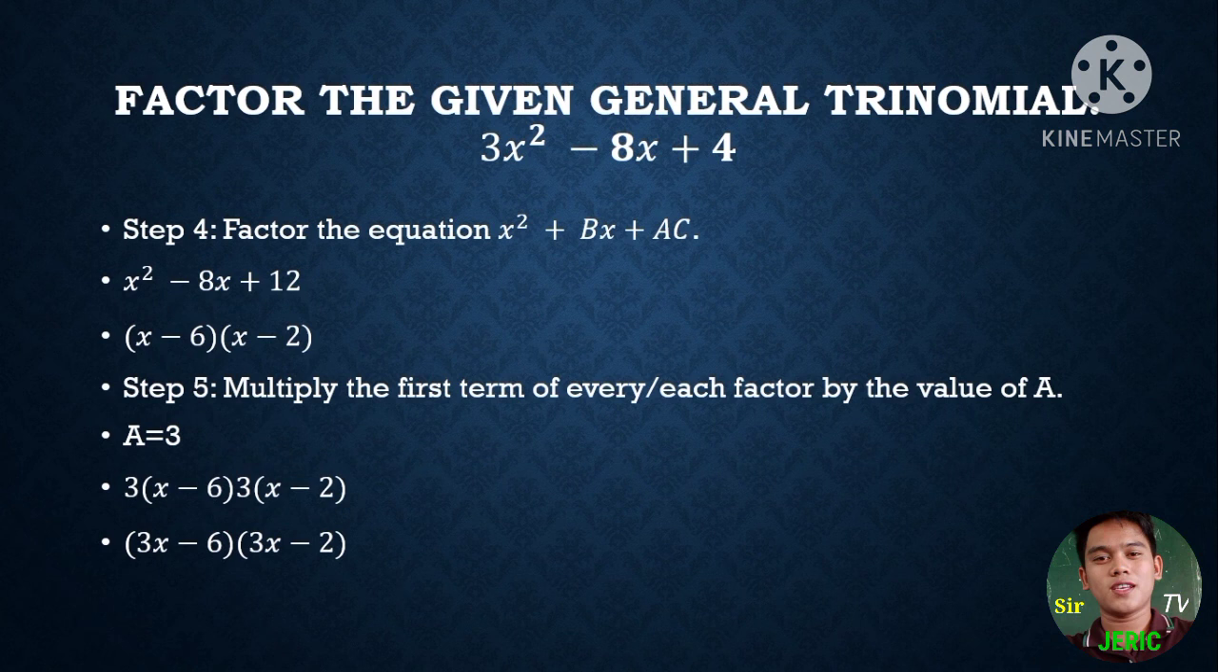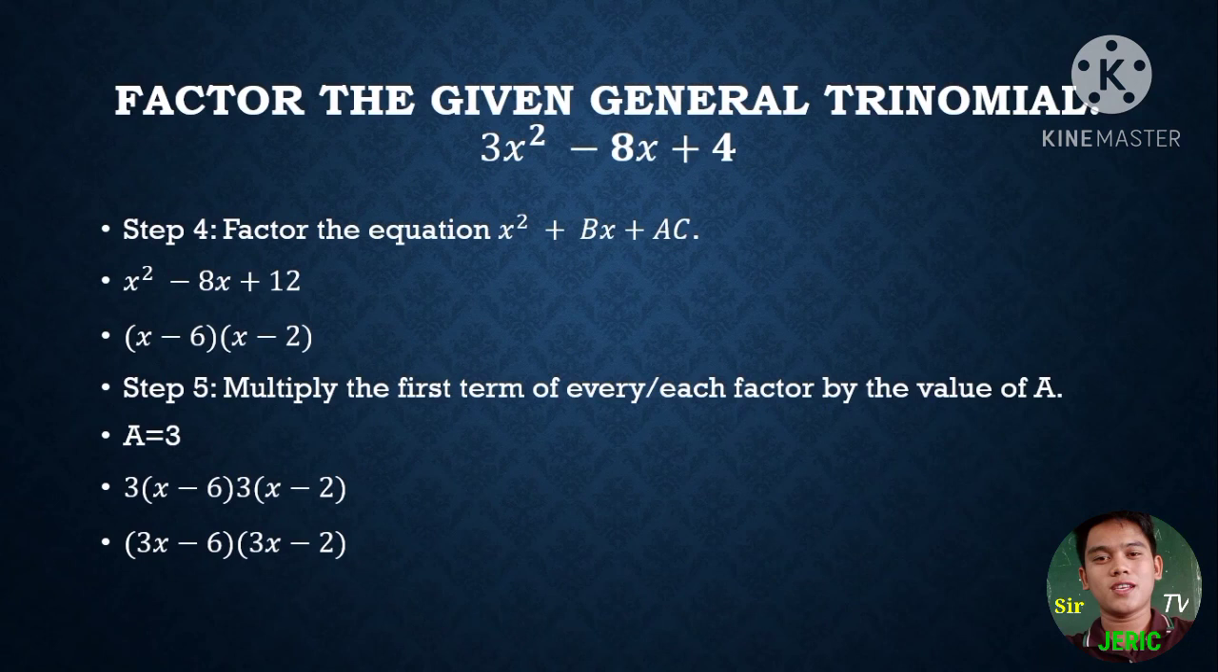The next step is to factor the equation x squared plus bx plus ac. Our equation is x squared minus 8x plus 12. So, find a number or numbers that if we multiply, it will become positive 12. And if we add, it will become negative 8.